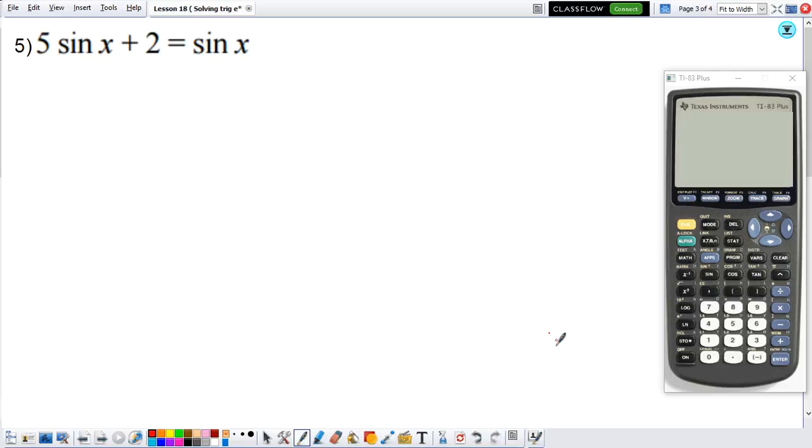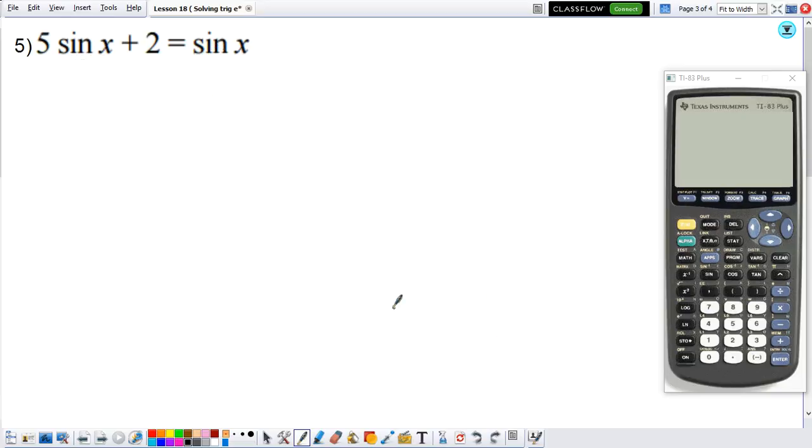This is part 2 on solving trigonometric equations. So now we're going to see examples when there's more than one trigonometric expression involved. Notice that we have sine on the left side and sine on the right side. So how can we still solve that type of equation whenever there's more than one trigonometric expression involved, or if one is on the left and one is on the right?